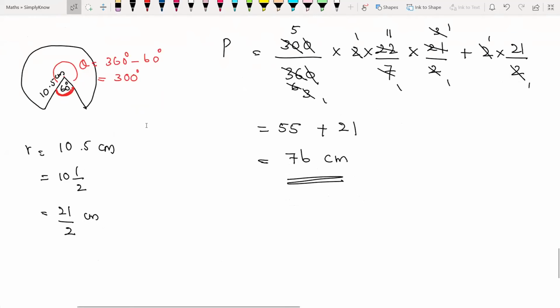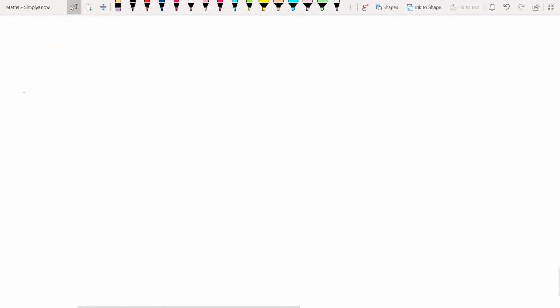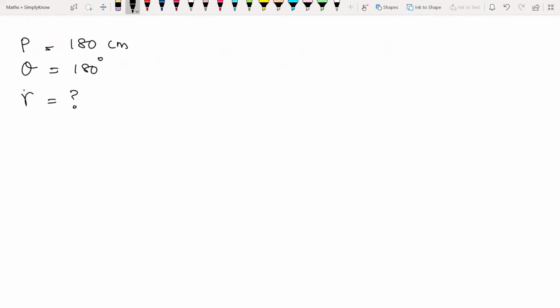Yes, now you know how to find the perimeter of a sector of a circle. Now we are going to look at how to solve problems related to perimeter of a sector of a circle. Let's say you're given the perimeter as 180 centimeters and you are given the theta value, it's 180 degrees. Now you need to find the radius. So how do you find this?